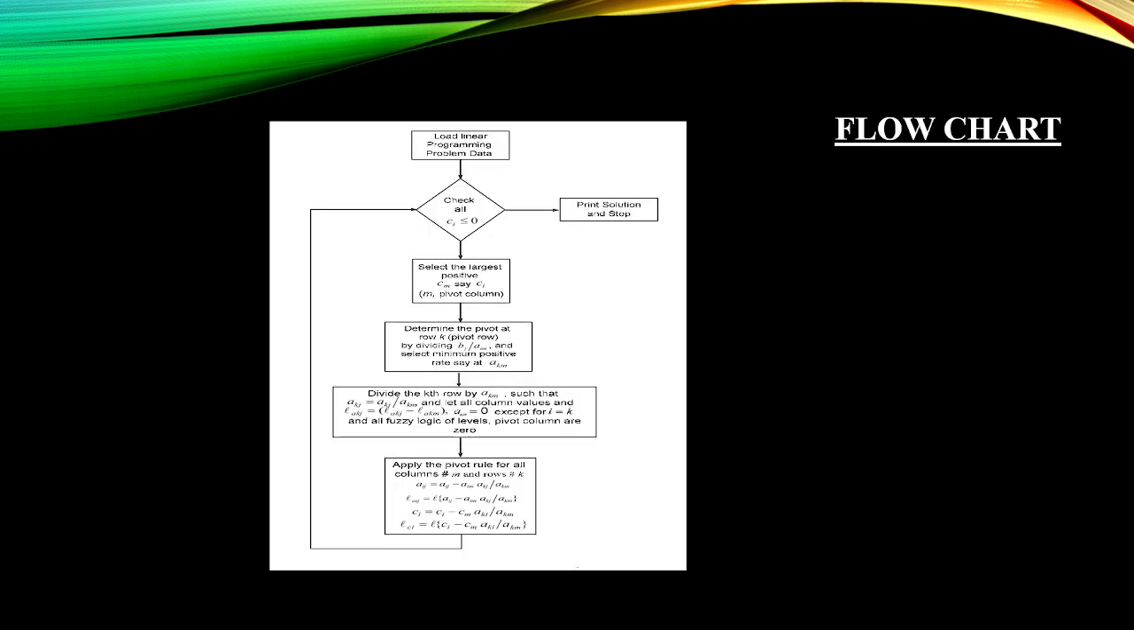Here is the flowchart for solving simplex algorithm problems. First, we take the objective function and check all constraints. Select the largest positive coefficient, say Ci, that is the pivot column, and identify the pivot row by dividing the RHS with the coefficient of the pivot column. By repeating these steps, we can get the optimal solution for the objective function.